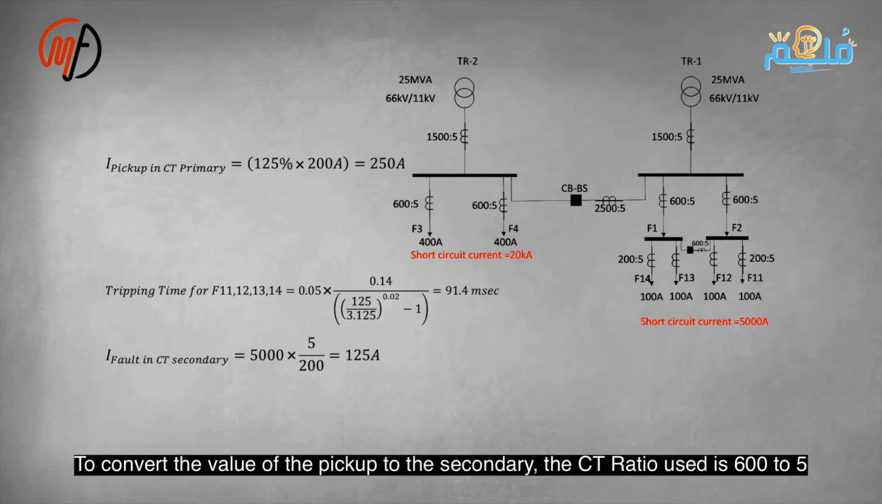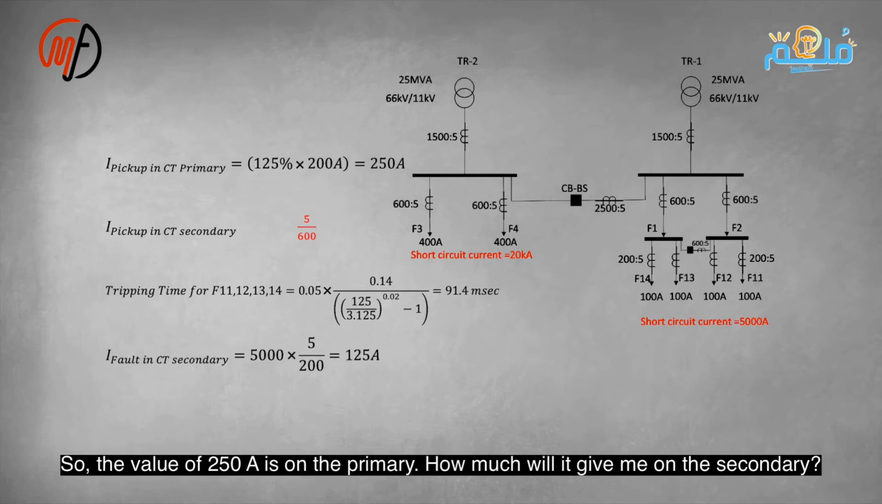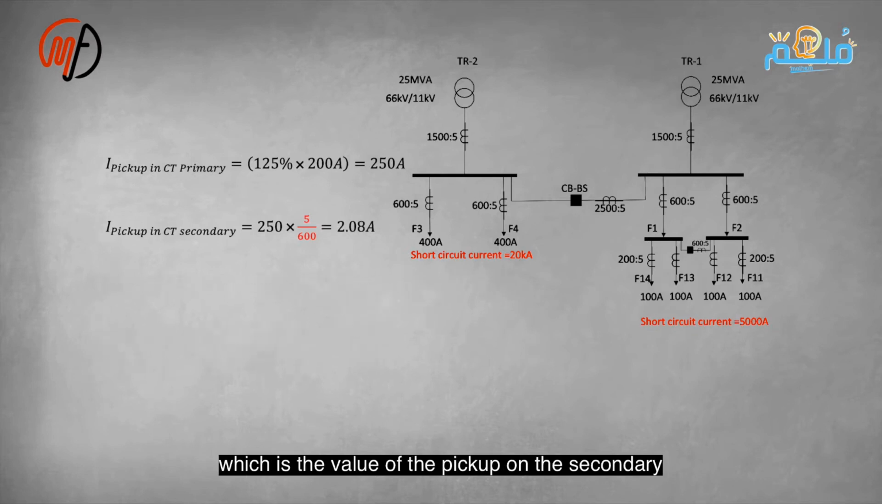To convert the pickup value to the secondary, the CT ratio used is 600 to 5, meaning that every 600 amps on the primary will give me 5 amps on the secondary. So the value of 250 amps on the primary, how much will it give me on the secondary? By cross multiplication, 250 times 5 over 600 equals 2.08 amps, which is the pickup value on the secondary.